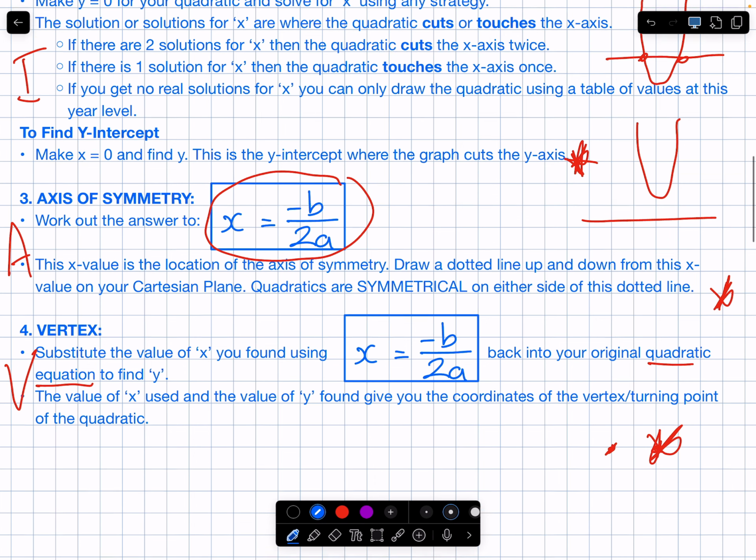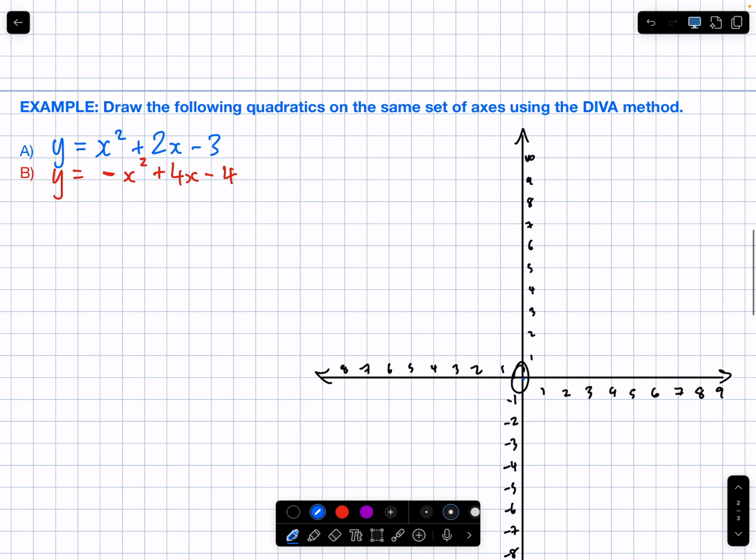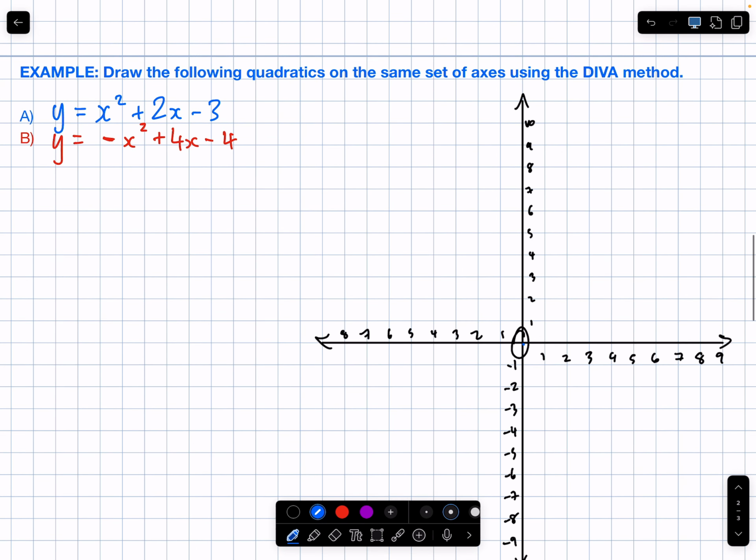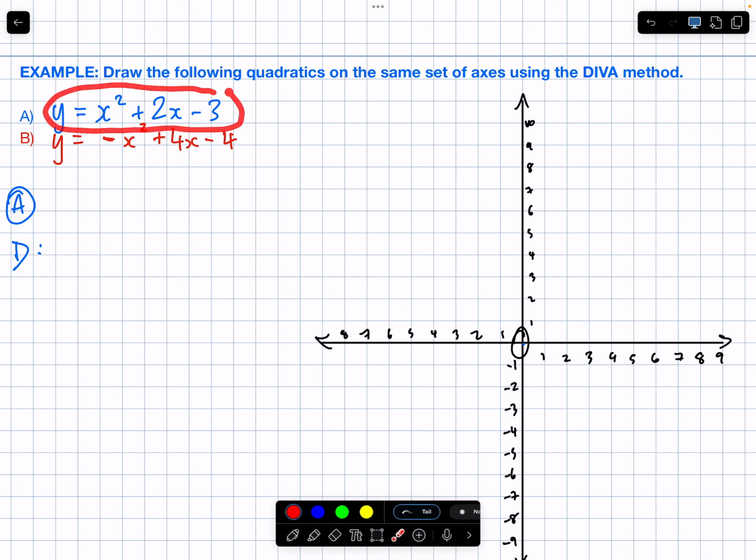Alright, let's demo that. Draw the following quadratics on the same set of axes using DIVA. I'm going to do it with those different colors. I'm going to go A here. What did D stand for? Direction. First check, is this quadratic written in the form ax squared plus bx plus c? Yeah? A is currently 1, B is 2, C is -3. So it's written in the right form.